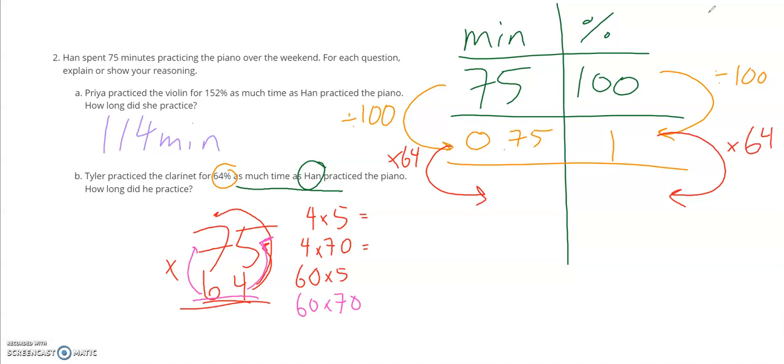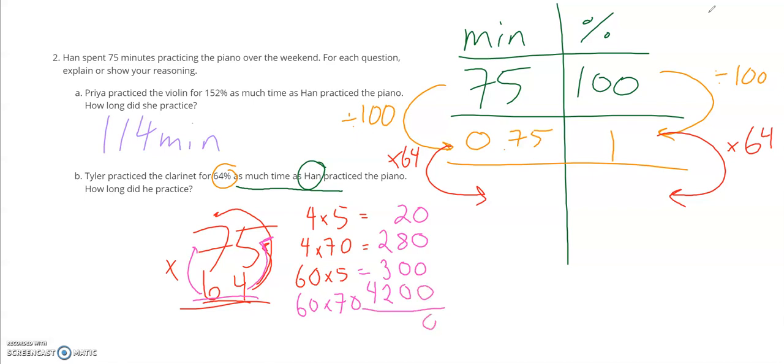4 times 5 is 20. 4 times 70. 4 times 7 is 28. So times 70 is 280. 6 times 5 is 30. So 60 times 5 is 300. 6 times 7 is 42. So 60 times 70 is 4,200.